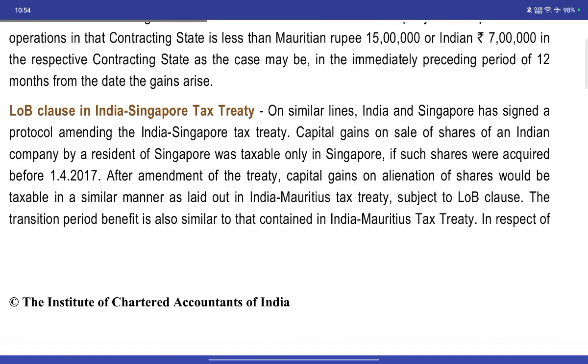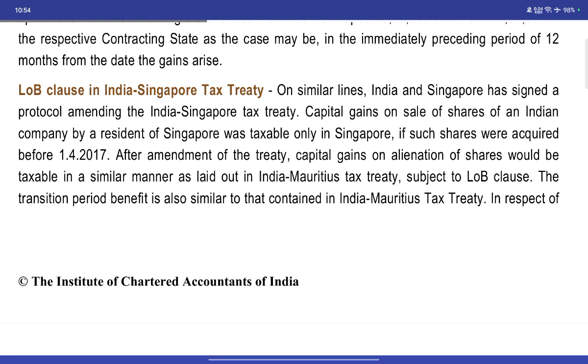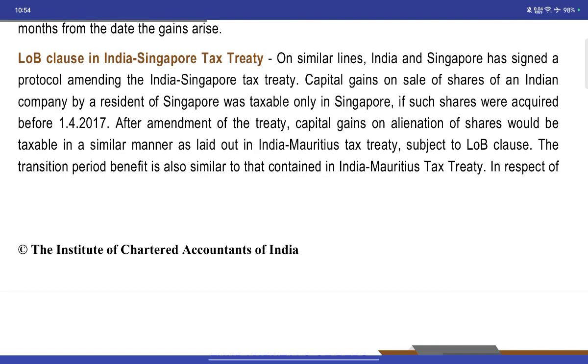The LOB clause in the India-Singapore tax treaty. On similar lines, India and Singapore signed a protocol amending the India-Singapore tax treaty. Capital gains on the sale of shares of an Indian company by a resident of Singapore were earlier taxable only in Singapore. In such a case, where the shares were acquired on or before 1st April 2017, after the amendment of this treaty, the capital gain on alienation of shares would be taxable in a similar manner as laid down in the India-Mauritius tax treaty, subject to the LOB clause.